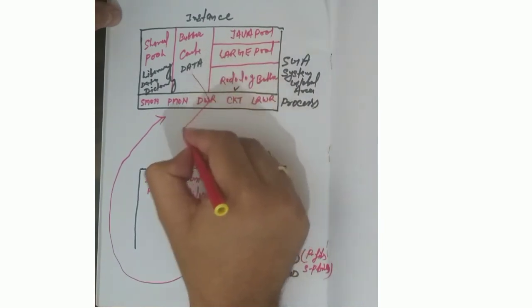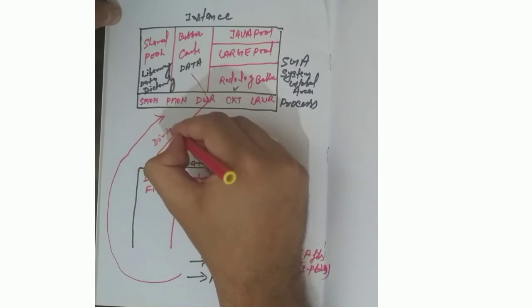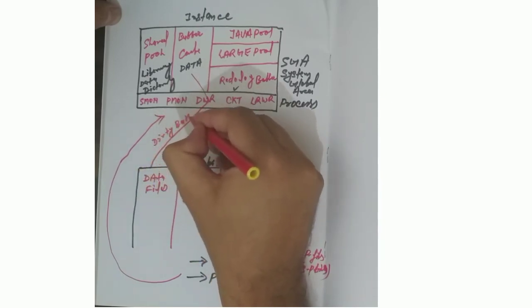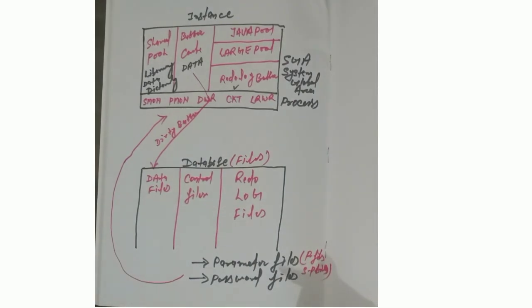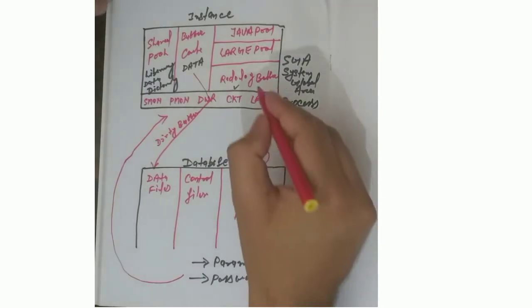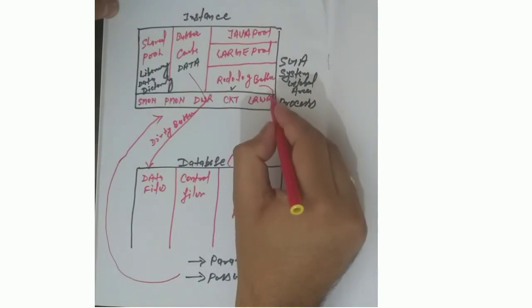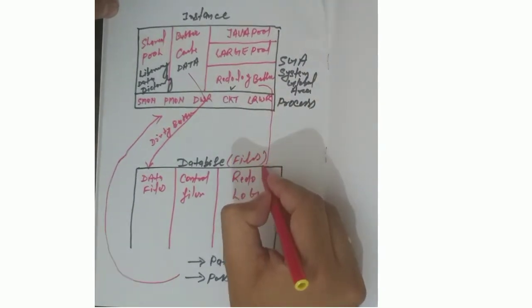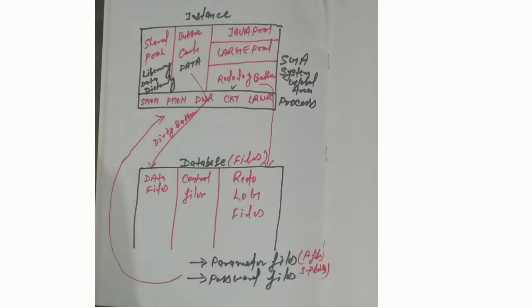Whenever data is changed in the buffer cache, it is the data writer's responsibility to write the data from the buffer cache to the data files. Those are the dirty buffers. Log writer works similarly. Whenever data needs to be written from the log buffer to the redo log files, the log writer takes the responsibility and writes the data from the log buffer to the redo log files.